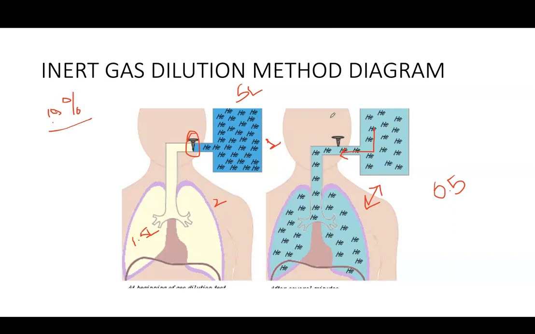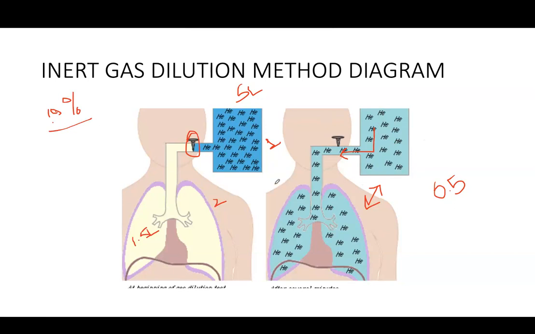Now, when we open the stop, this becomes a big system, 6.5 liters. It's more than 5 liters, so this is going to decrease. The concentration of helium is decreasing, but the amount of helium is going to stay the same. So the amount of helium is the same. It's not going to change.